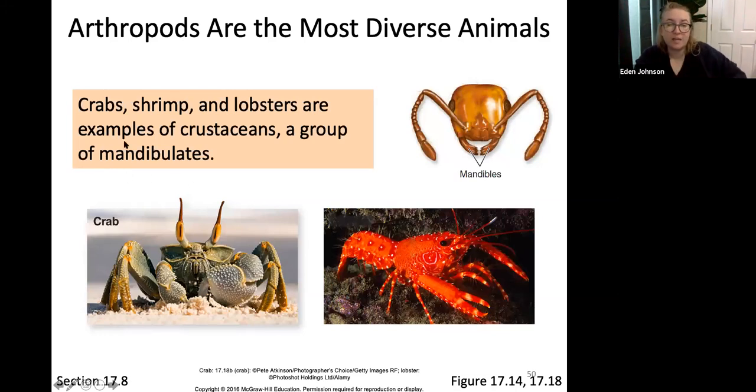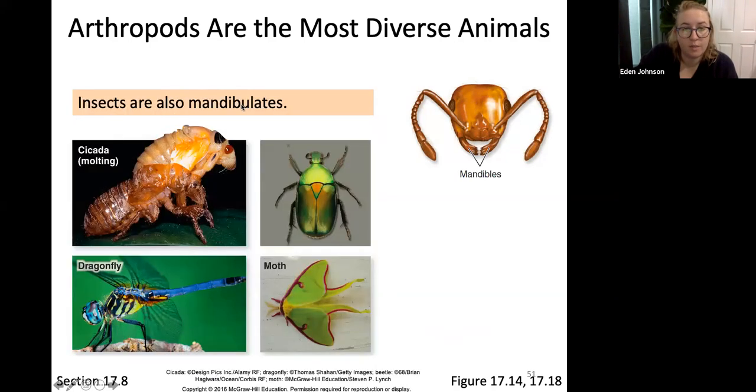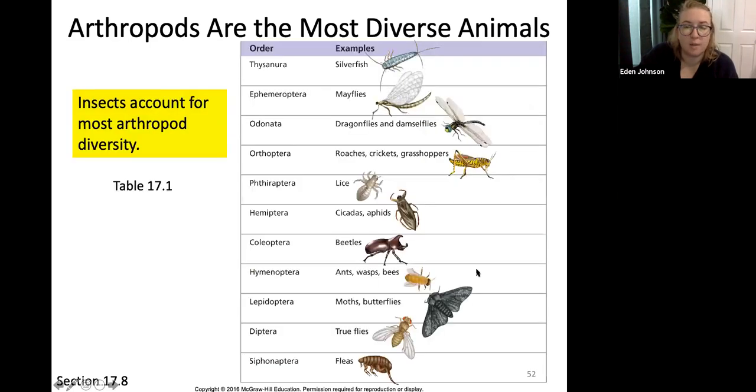Another group of mandibulates are the crustaceans. So crustaceans is your next subphylum. These are crabs, shrimp, and lobsters as examples of mandibulates. Insects are also mandibulates. So this is your last subphylum for Arthropoda. Insects include cicadas, dragonflies, beetles, moths, and ants. Insects account for the vast majority of arthropod diversity. So huge diversity in the insects.